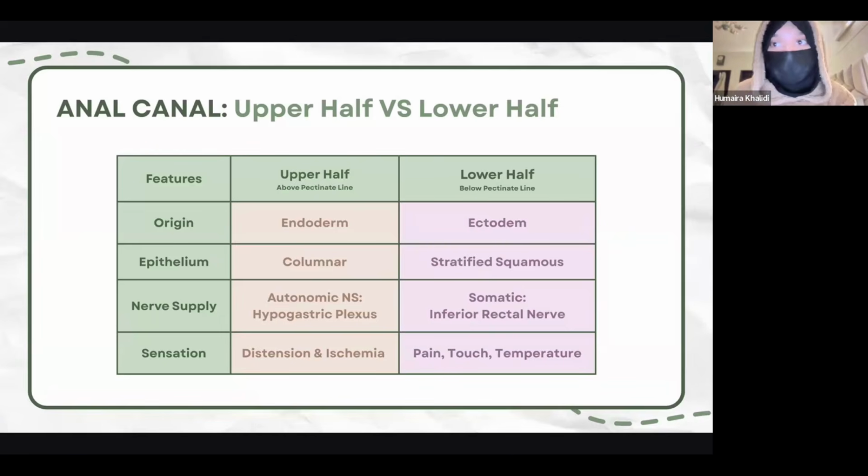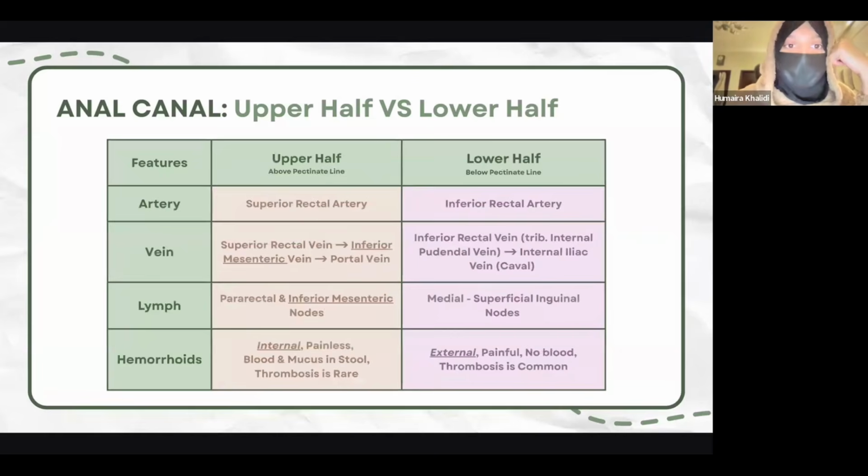Why am I mentioning this again and again? Have an idea. Okay. The upper half has the superior rectal artery. Now, if you have a superior, you have an inferior, and the lower half is inferior. Super easy to remember because up is superior, lower is inferior.